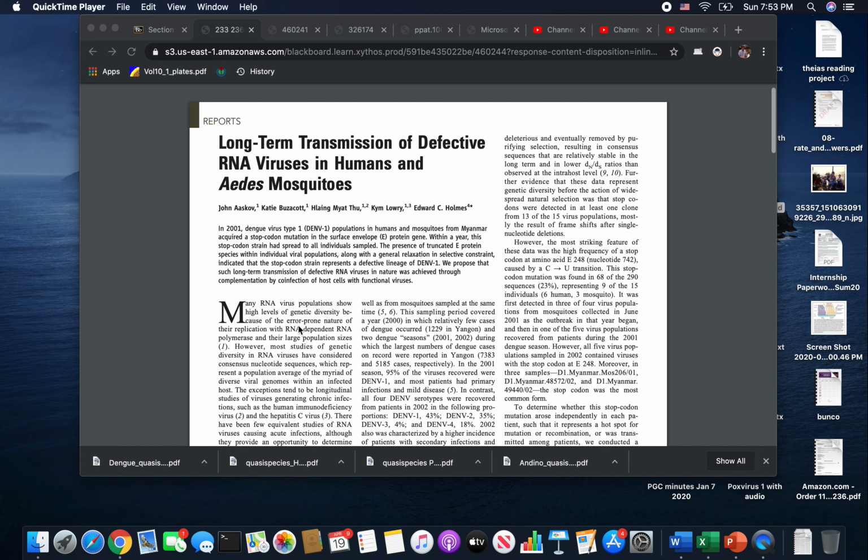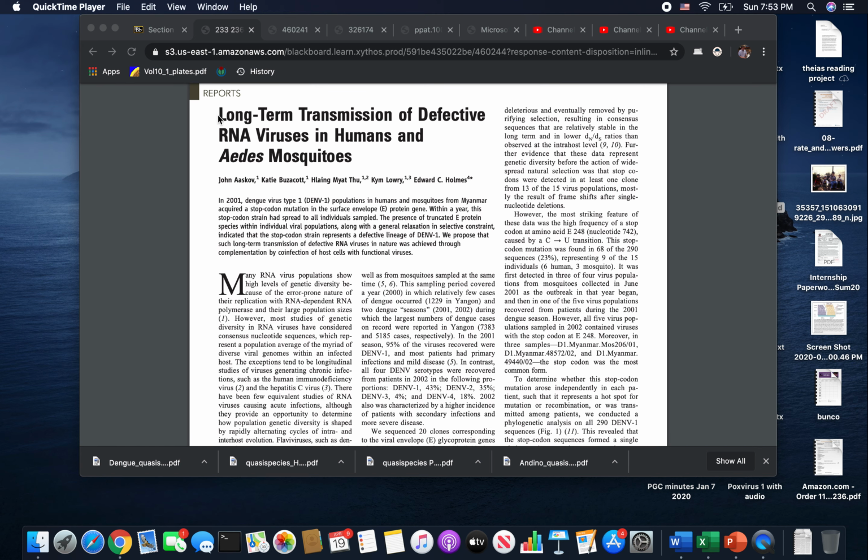I think you'll really like this. So let's just look at the title: Long-term transmission of defective RNA viruses in humans and Aedes mosquitoes.